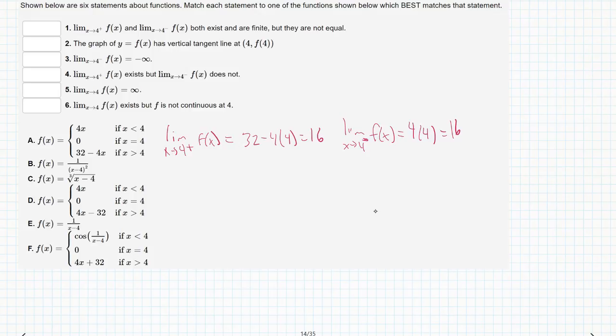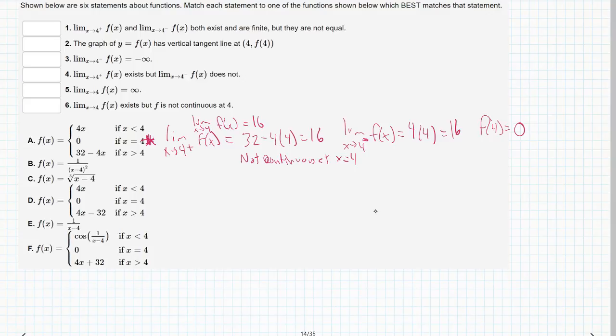Okay, so we have 16 and 16, so the limit does exist at x equals 4, but notice f of 4 equals 0, and that's by this mark right here. So what that tells us is that this is not continuous at x equals 4. But we do have a limit as x approaches positive 4 of f of x equals 16. So the limit exists, but it's not continuous at x equals 4.